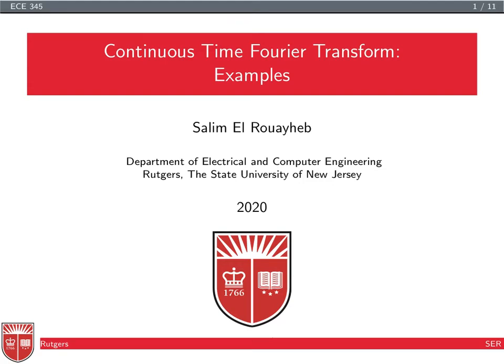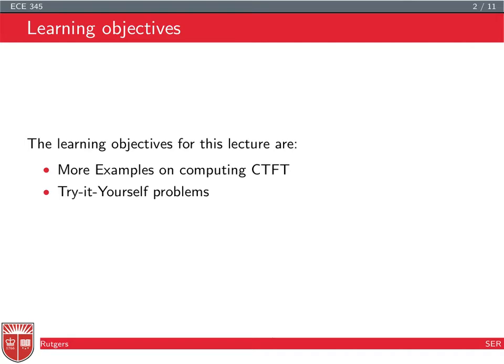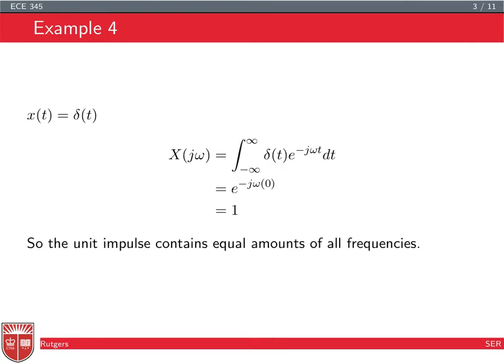This is the second lecture on the CTFT. In this lecture, we will continue by practicing some examples on how to compute the CTFT of different signals. Let's start with a simple example where x of t is equal to delta t, which is the impulse function. So it's the impulse at t equal to 0.